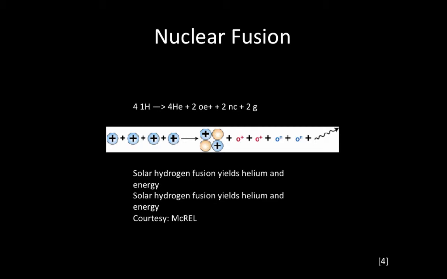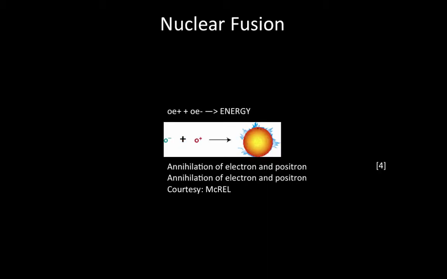This is the general formula for nuclear fusion. 4 hydrogen atoms come together to form one helium atom, 2 positrons and 2 neutrinos. What makes the actual energy out of this is that 1 positron and 1 electron together annihilate and release huge amounts of energy.